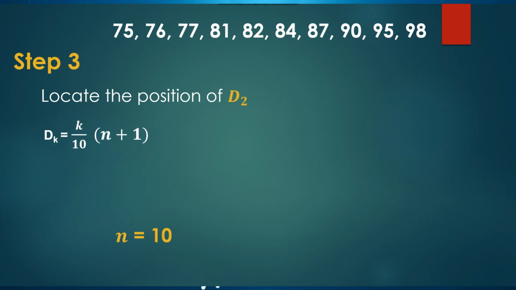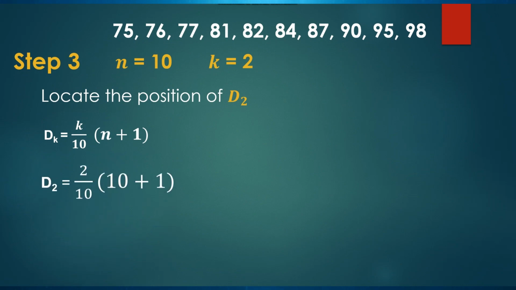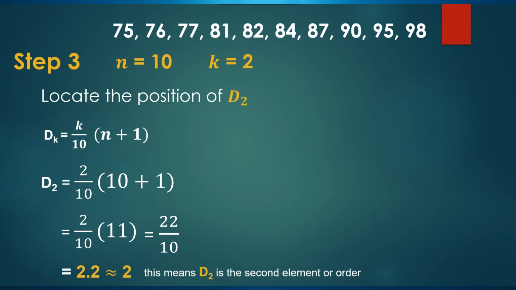Using the formula, we have n is equal to 10 and k is equal to 2. So D sub k is equal to k over 10 times n plus 1. Substitute the values of k and n. So we have 2 over 10 times 10 plus 1. 10 plus 1 is equal to 11. So 2 times 11 is 22, divided by 10, we have 2.2, or rounded off to 2.